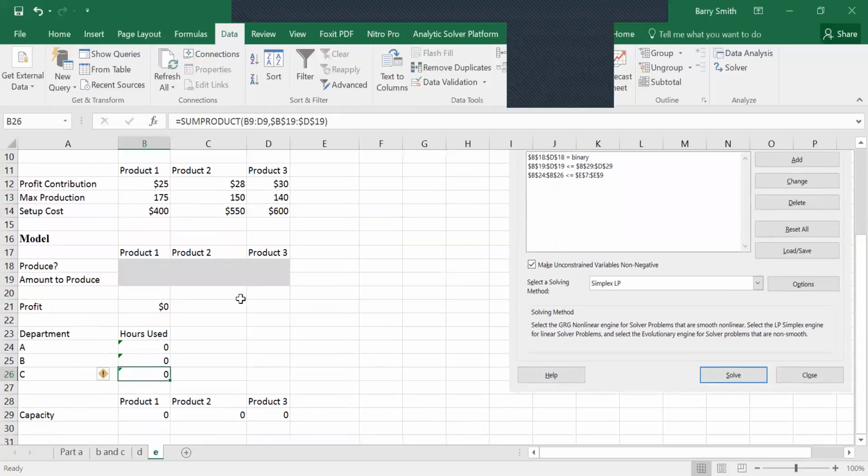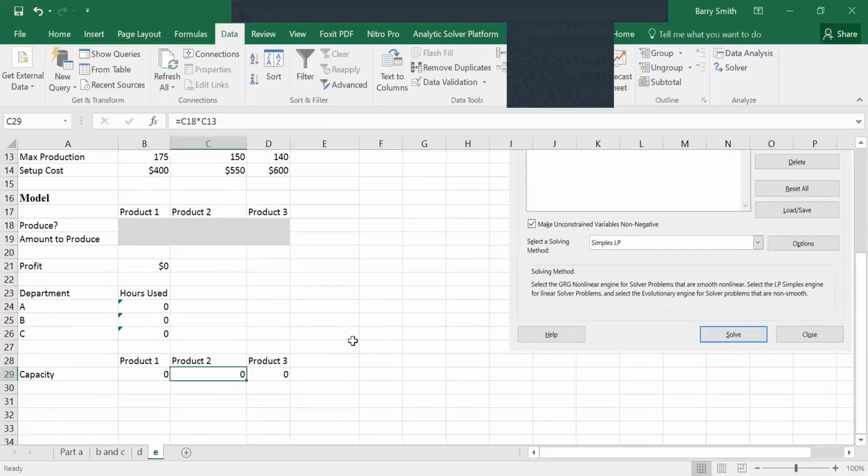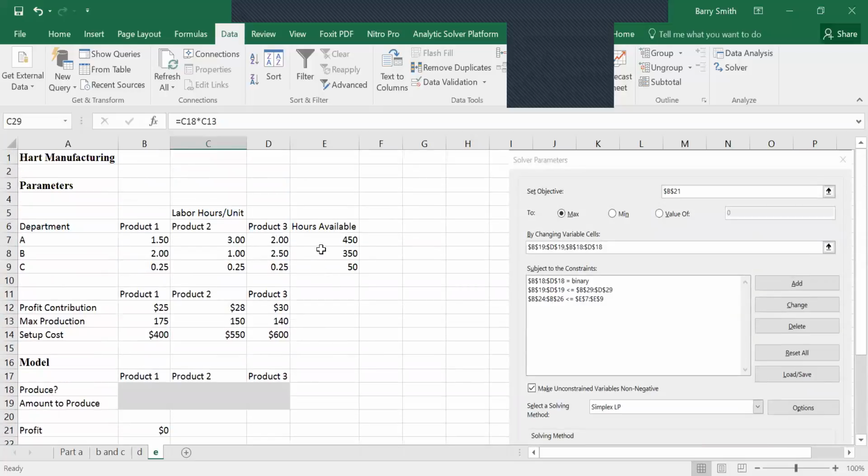Okay. And then capacity, this is just going to be if we were going to produce it or not. So if yes, it's that times the max amount. And here, this is going to be if we produce it or not here times the max amount. And here it's going to be that times that if we produce it or not. Okay. So that should give us everything we need there.